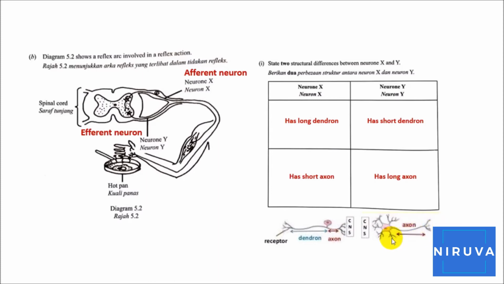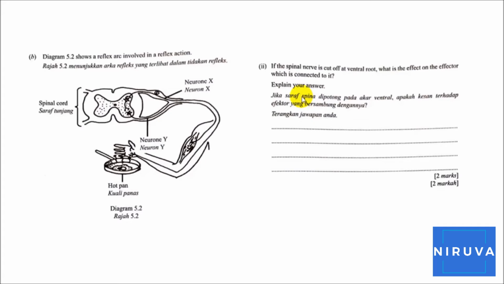Okay, and then number 2, if the spinal nerve is cut off at the ventral root, what is the effect on the effector which is connected to it? Explain your answer. Okay, so the ventral root contains the efferent neuron, and when the ventral root is cut off, it means that the nerve impulse cannot be carried. So the muscle cannot respond and there is no bending of the arm. So there is no reflex action.